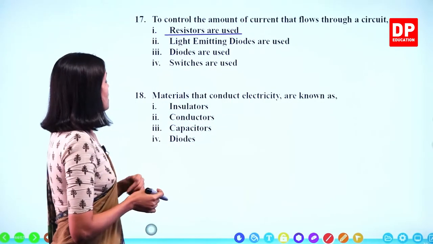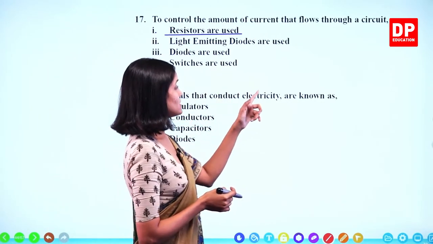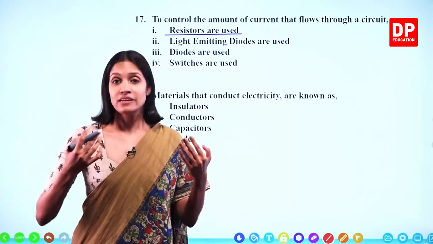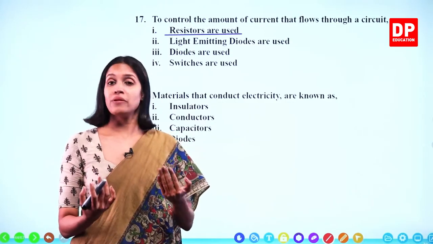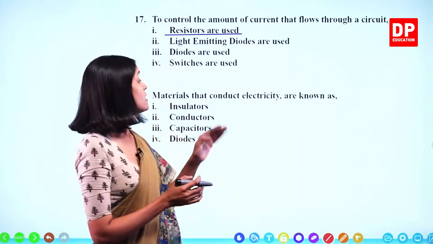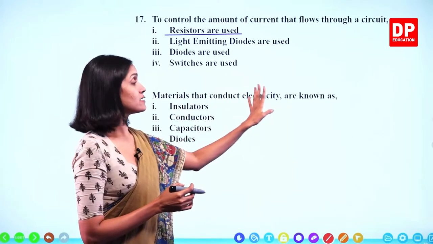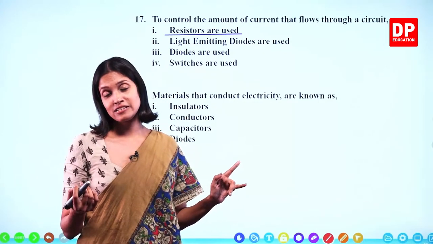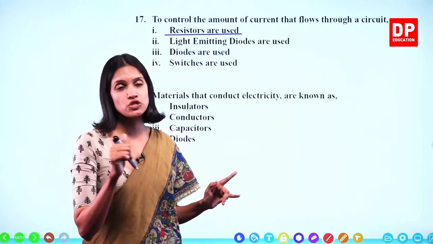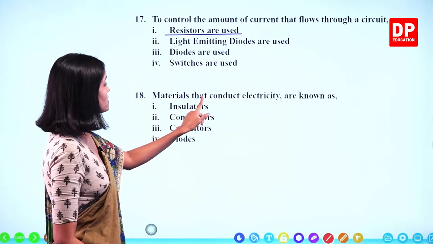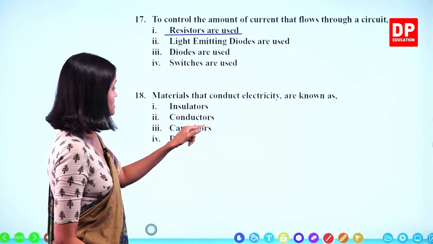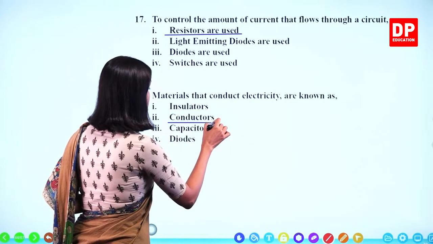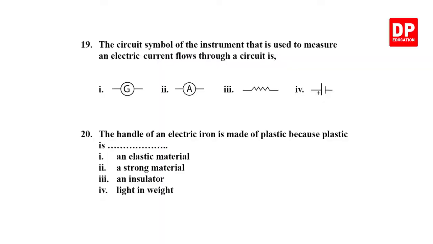Number 18. Materials that conduct electricity are known as. There are two types of materials. Some of the materials let electricity pass through them and some of them not, right? Therefore, the materials that conduct electricity are known as conductors. The materials that do not conduct electricity are known as, what is that children? Insulators, right? Insulators, no. Conductors, yes. Capacitors, no. Diodes also, no. Conductors is the answer.